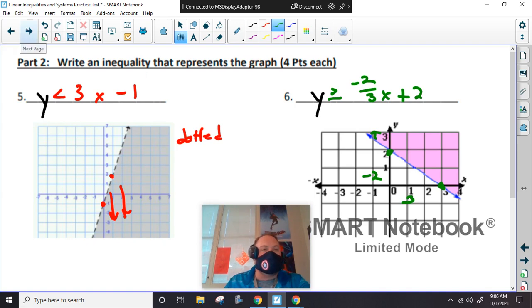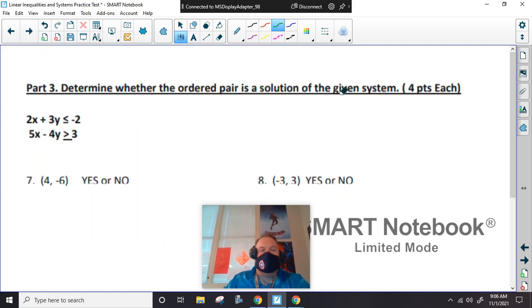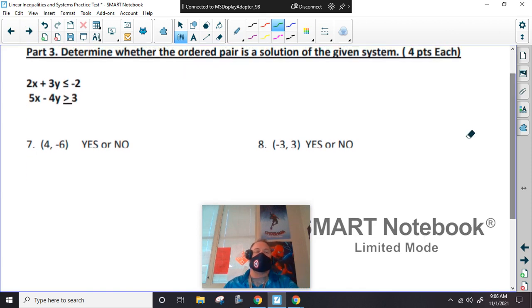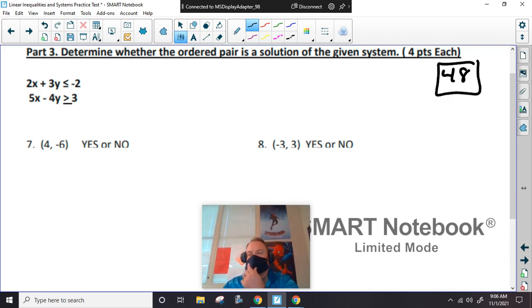All right. Here we go. Here's our stuff. We have to circle yes, no. These are 4 points each. So you have a total of 48 possible points on this test. 32 of them comes from the first 4 problems. So let's think about that. So 2/3 of your total points comes off the first 4 problems.